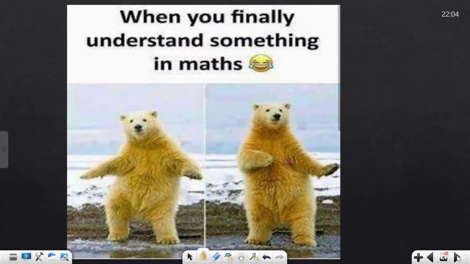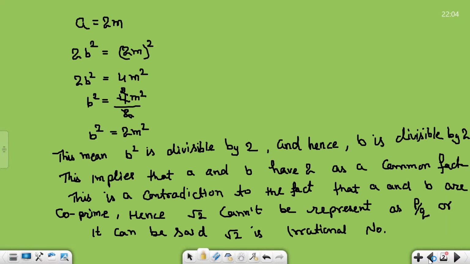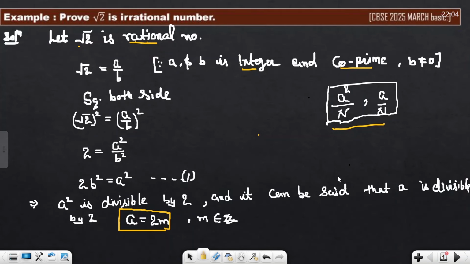Similarly, move here. When you finally understand something in math, we move like this. Okay, everyone come here. The same pattern. First assume the opposite, second we let root 2 is equal to a by b, integers and co-prime. Squaring both sides, a square is equal to twice b square. It means a square is divisible by 2, and it can be said that a is divisible by 2. So we let a be a multiple of 2.